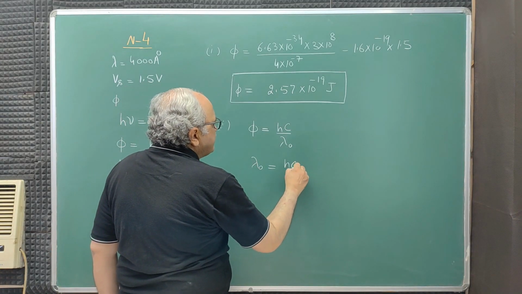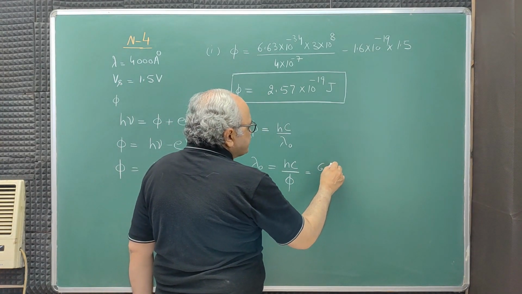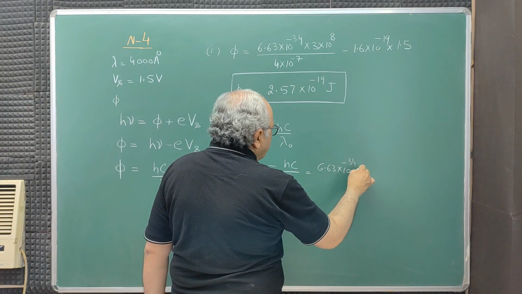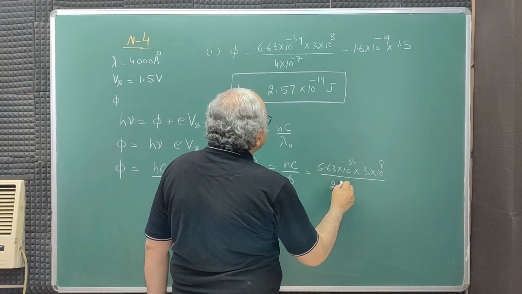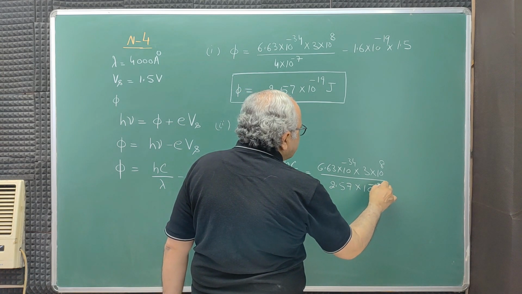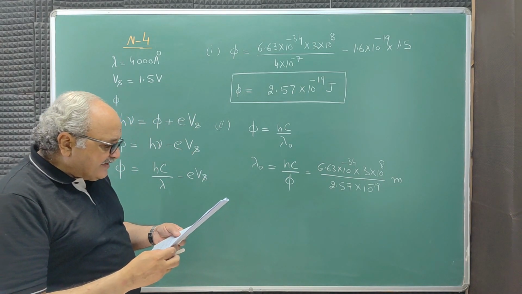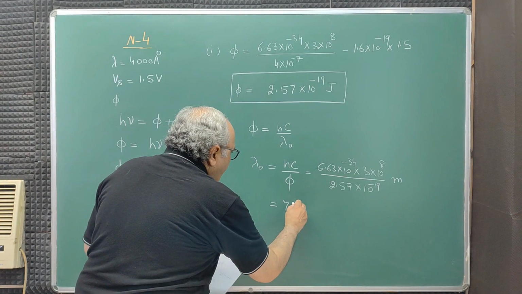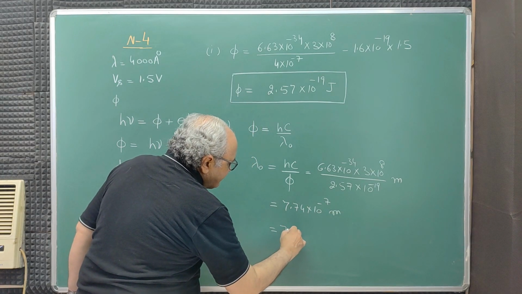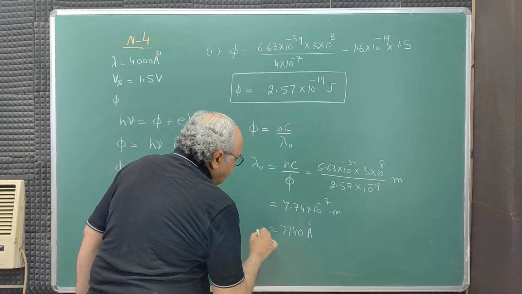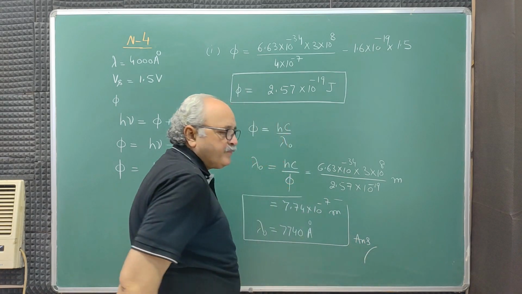So obviously this is equal to hc by φ. You can make use of the value we have obtained to find it out. 6.63 × 10^-34 multiplied by c, that is 3 × 10^8, divided by the value we have obtained here, 2.57 × 10^-19. So this comes out to be in meter. If you simplify it, you will get the wavelength as 7.74 × 10^-7 meter, or you can write this as 7740 angstrom. So this is the answer for the second part of question number 4.